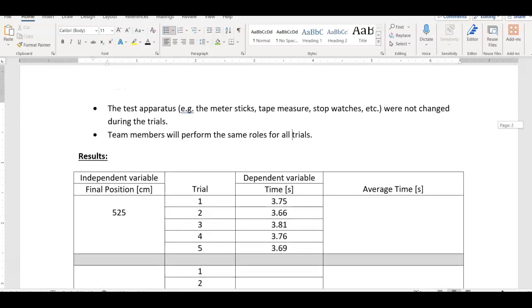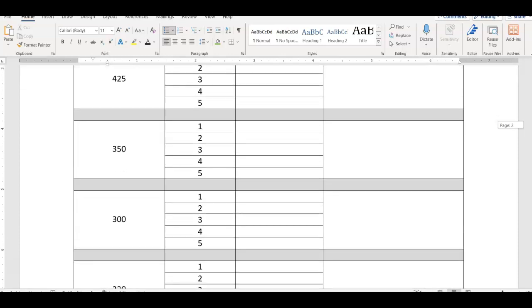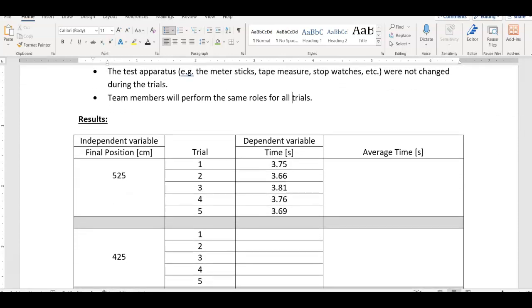So this is where we put our measurement data. Now my table is not complete. Yours should be complete. But I did put some values here because I want to show you how to do something at the bottom of the table. Notice that in our data table, we intentionally chose levels of the final position. This was our independent variable. And then we measured the dependent variable, which was the time that it took the buggy to reach that position. And then we need to calculate the average amount of time.